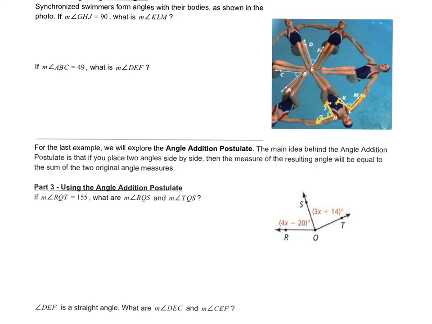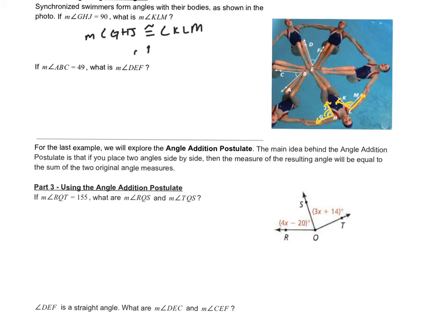Now, if you see right here, we have 1, 2 tick marks, okay? They are marked like this, correct? So that means that they are congruent. So if the measure of angle GHJ is 90, then it is congruent to KLM.